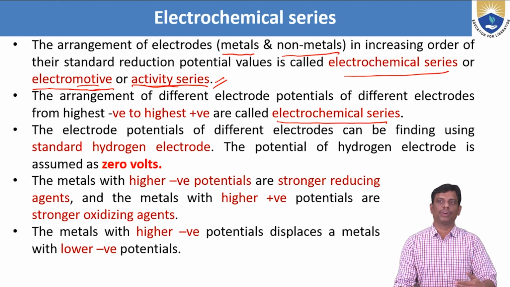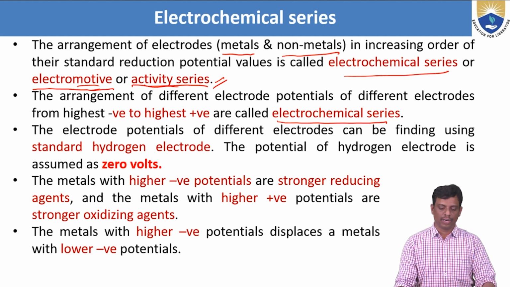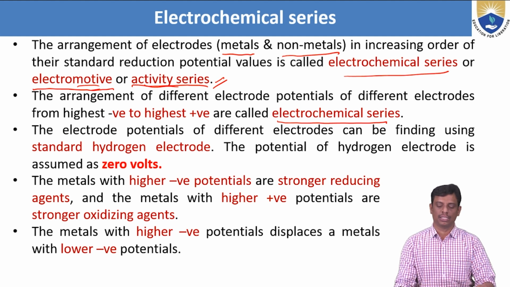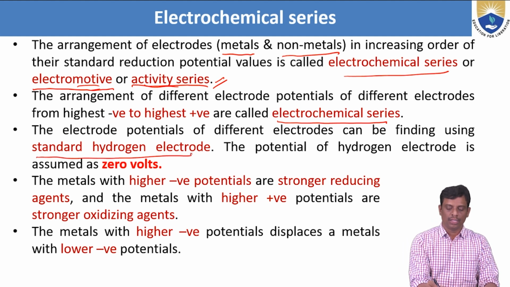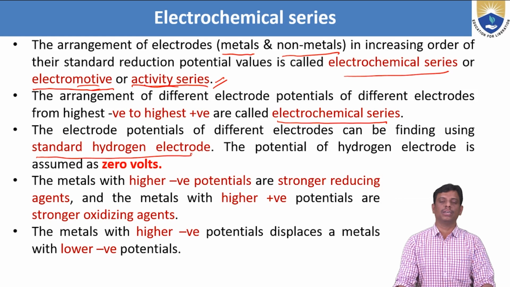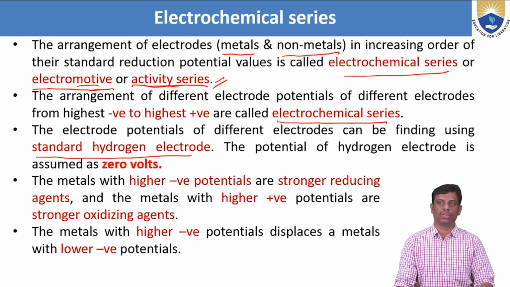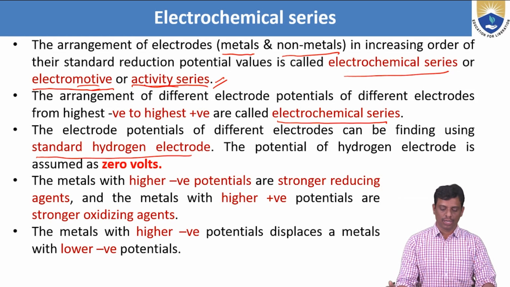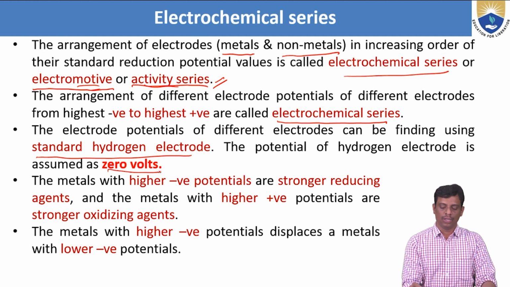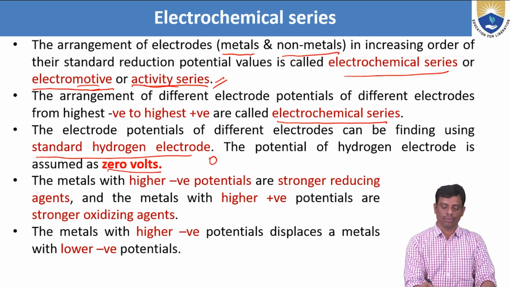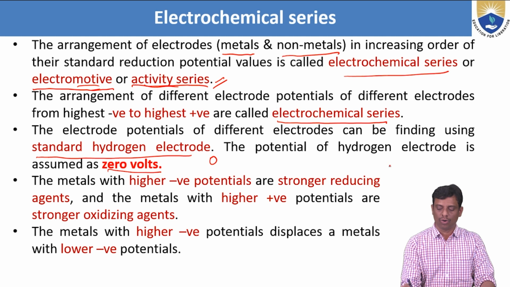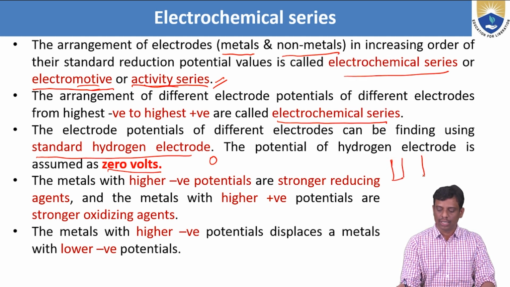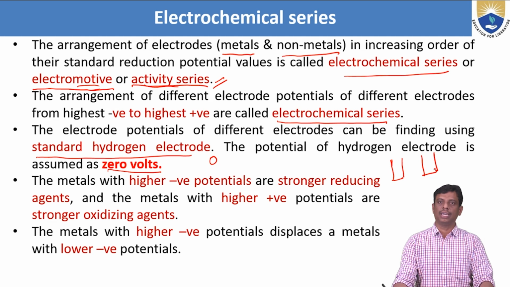So for different electrodes, we find the electrode potential using the standard hydrogen electrode. The standard hydrogen electrode gives the standard potential. The electrode potential of hydrogen is 0 volts. So we use 0 volts for the standard hydrogen electrode, because of how we measure the standard electrode potential. There are two cells.